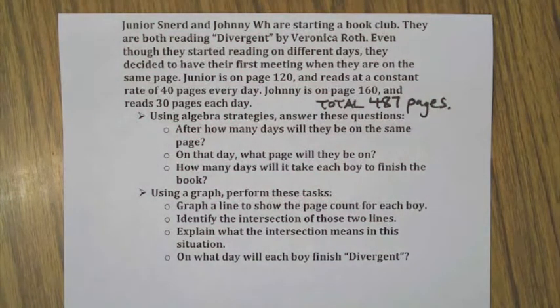Using a graph, basically do the same thing. Graph a line to show each boy's page count and progress, identify the intersection of those two lines, and explain what the intersection means in the situation. What day will they finish, but show it on the graph. Take a screenshot of the problem if you want to save that, but here we go to do some work.